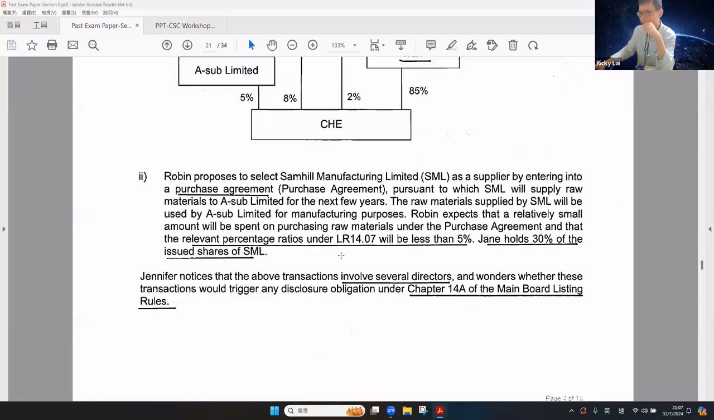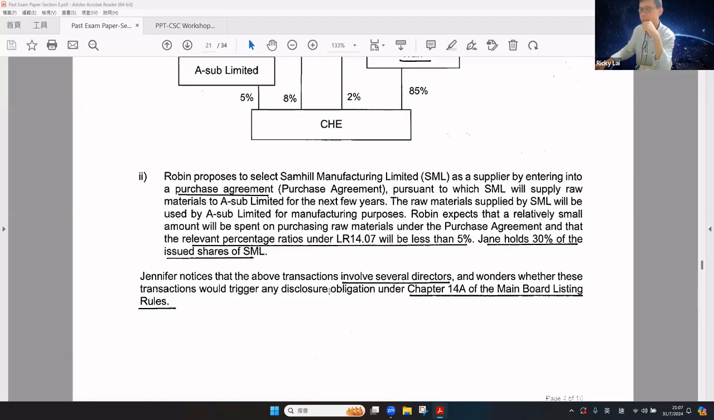Jing is a director of the listed company. She holds 30% of the shares in the supplier. Looking at the above transactions, which involve several directors, I wonder whether these transactions will trigger any disclosure obligation under Chapter 14A of the listing rules.